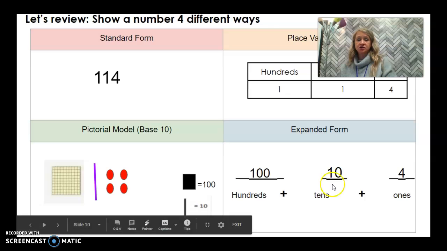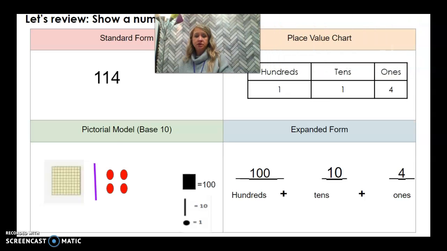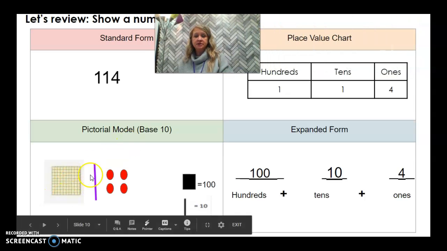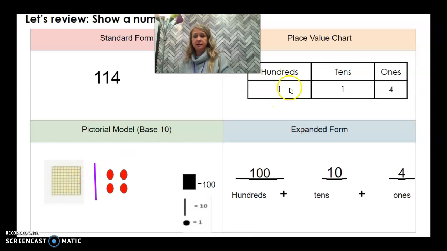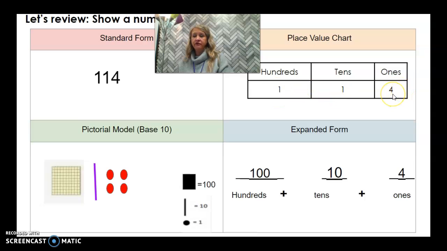Now let's review what you did yesterday with the number 114. The standard form is the number 114. When you drew a picture, you drew 1 flat, 1 long, and 4 units, or 4 1s. So that's 114. Now, how many hundreds did you draw? 1. How many 10s did you draw? 1. How many 1s did you draw? 4. So in its place value, you have 100, 10, and 4.